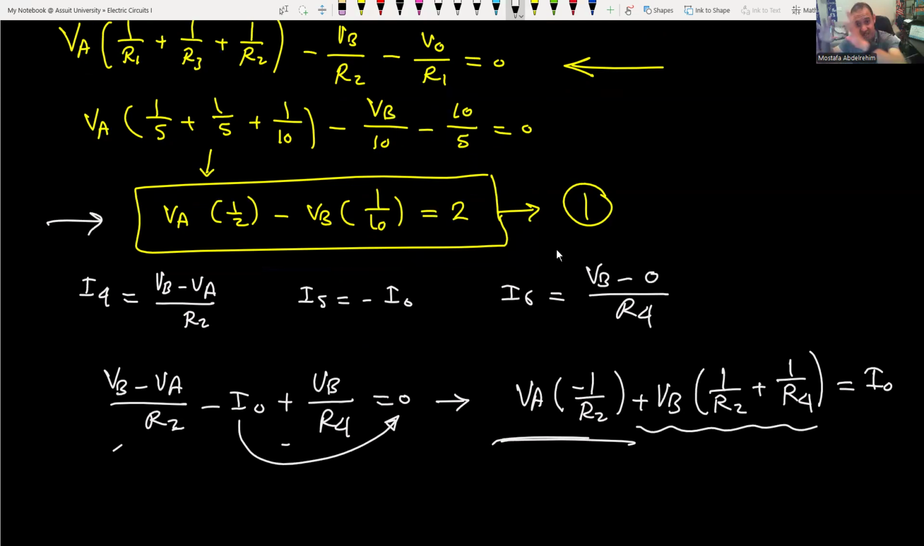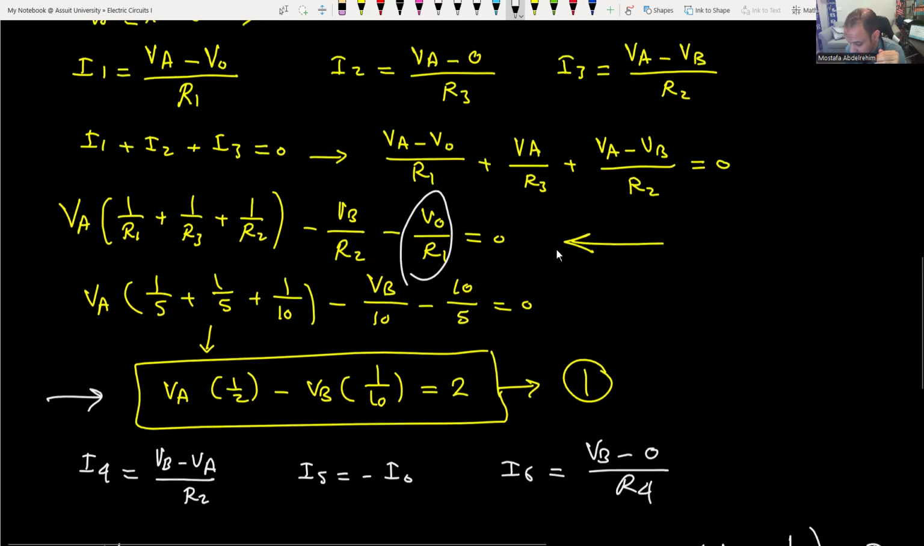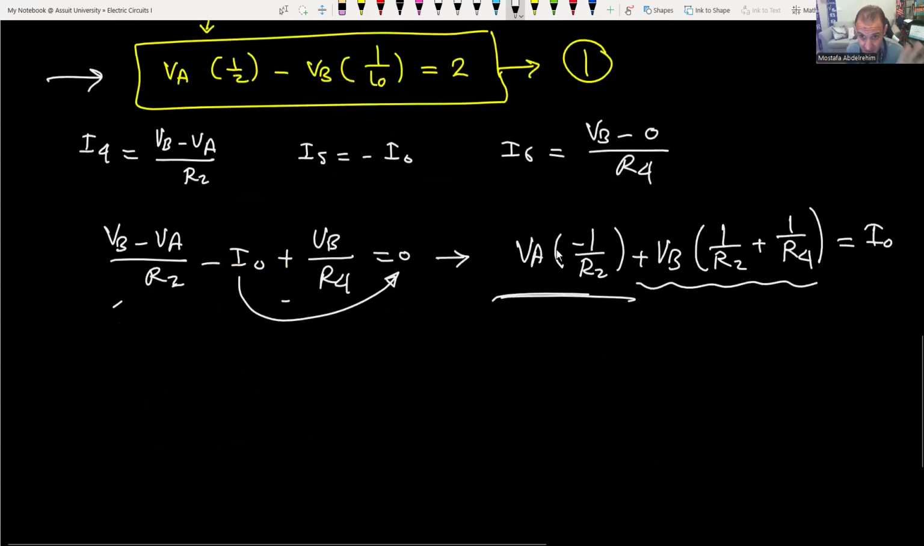And on the other side is the current source or voltage source, whatever. If it's a voltage source, it's going to be divided by the resistance, like in the first case here, where it is V. And if it's a current source, it's going to be the current with no division. Okay. So let's now substitute to make it simpler.